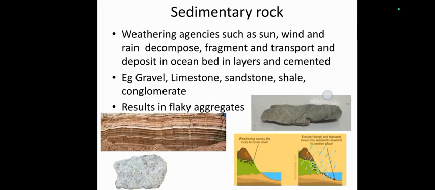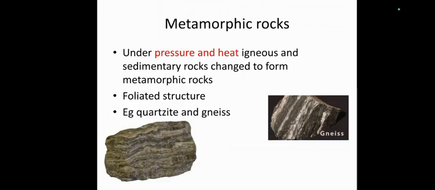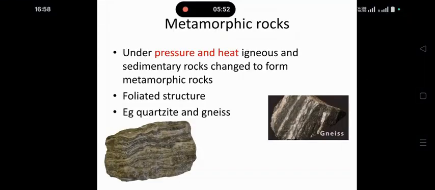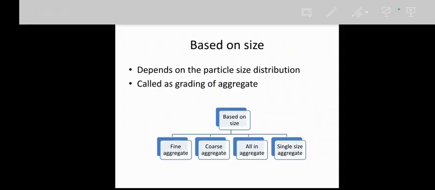Next one is metamorphic rock. Metamorphic rocks are formed when igneous and sedimentary rocks are subjected to pressure and heat. Under this pressure and heat, they change to metamorphic rock. You can see a foliated structure. Sedimentary rock will have a parallel texture, and this one will have foliated texture. You can see the undulations clearly in this picture. So some of the examples of gneiss.